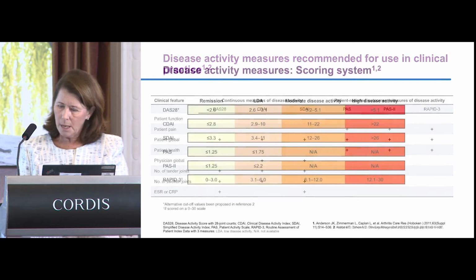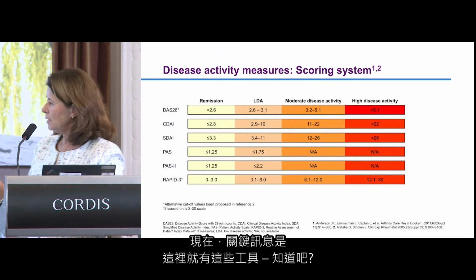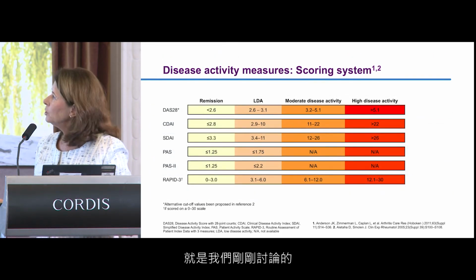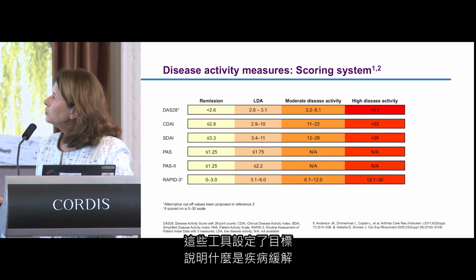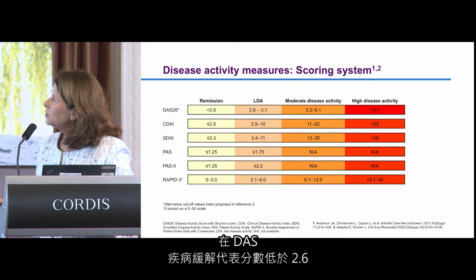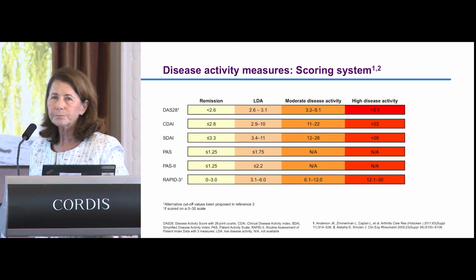Now, the key message here is, here are these tools, okay, that we've just talked about, and they have set goals for what remission means. So in the DAS28, remission means a score below 2.6, okay?